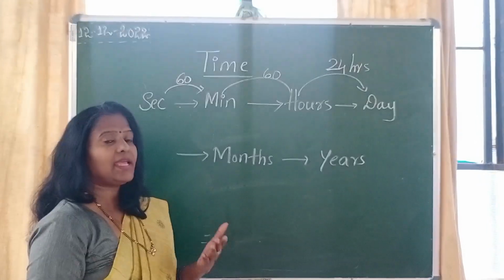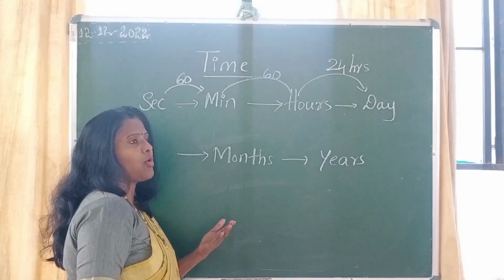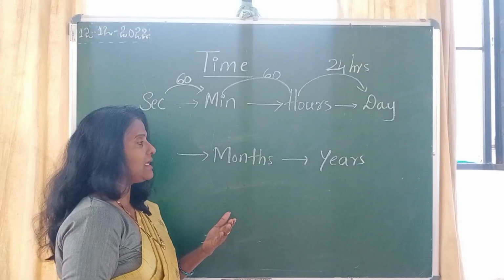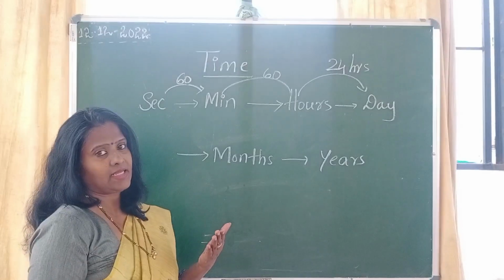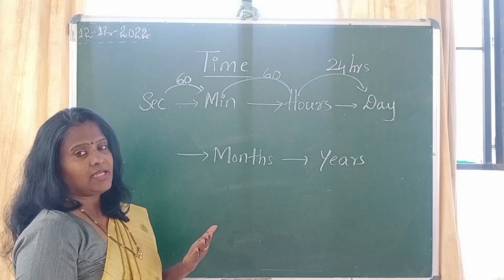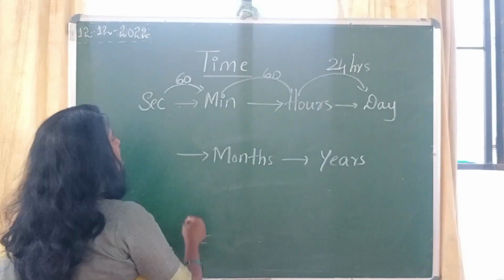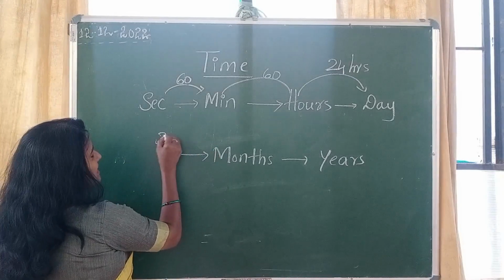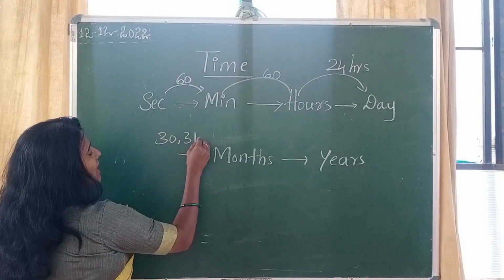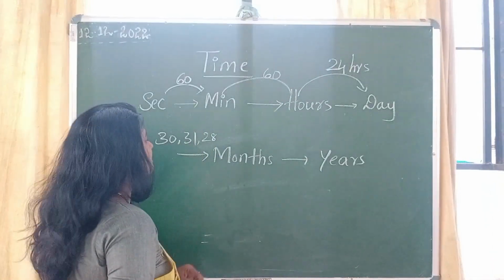Similarly, how many days make a month? It depends upon the different months. In January 31, February 28, March 31, like that it may vary. But on average we will take it as 30. We can take it as 30 or 31. And in February it is 28 days.